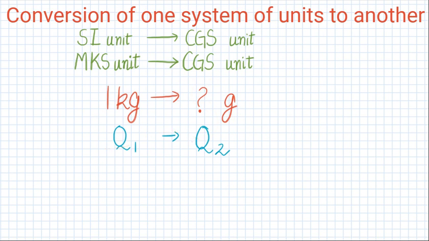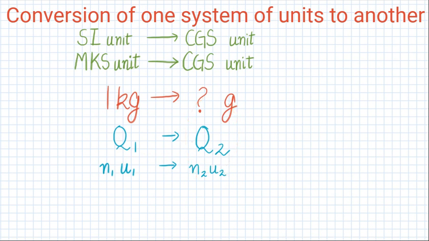Now if you look carefully at this physical quantity Q1, you have a number and you have a unit. Let us suppose this number is N1 and this unit is U1. So your physical quantity Q1 can be written as N1 U1. Now you have to convert it into a system of another units. So here also you will have some numerical value N2 and the unit U2.